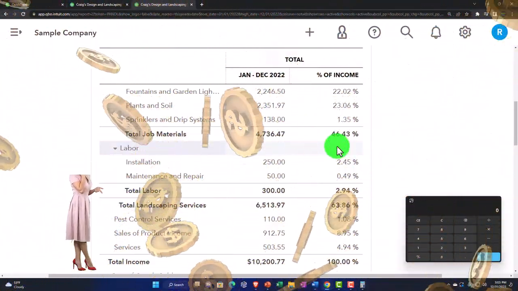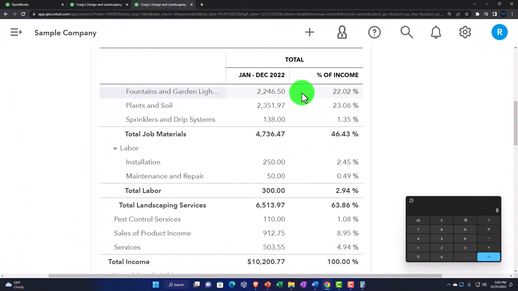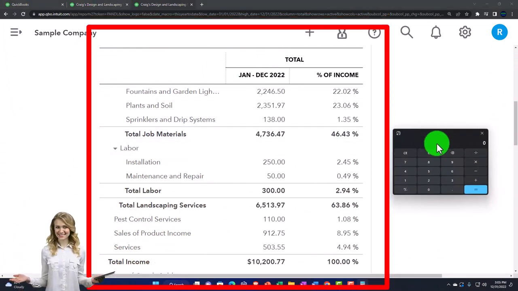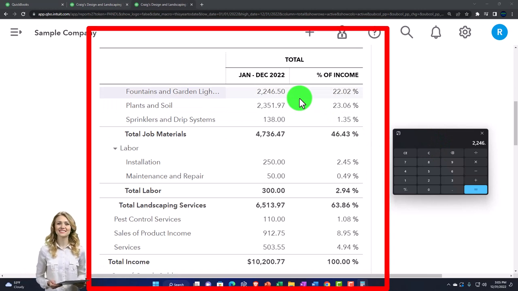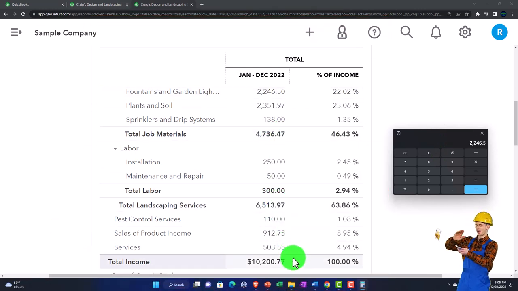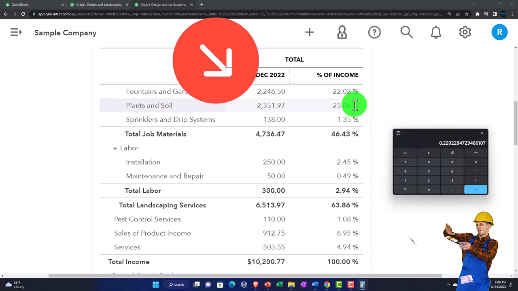The top half looks similar. These are all the income line items compared to total income. I can make a pie chart of that if I wanted to. So this would be 2246.5 divided by the total, 10200.77. Two places over on the decimal is 22.202.